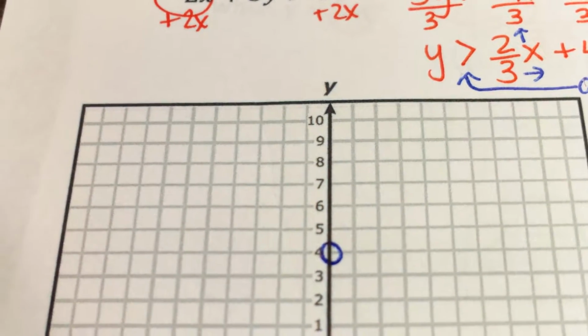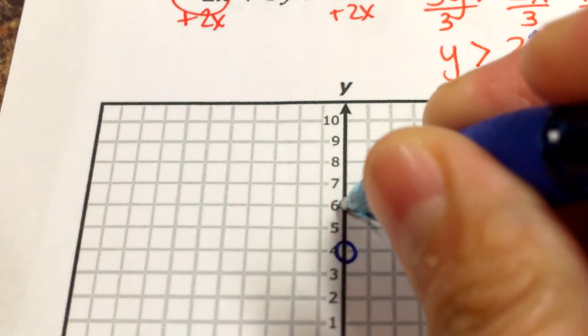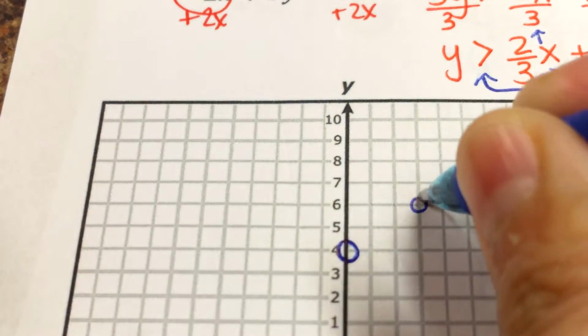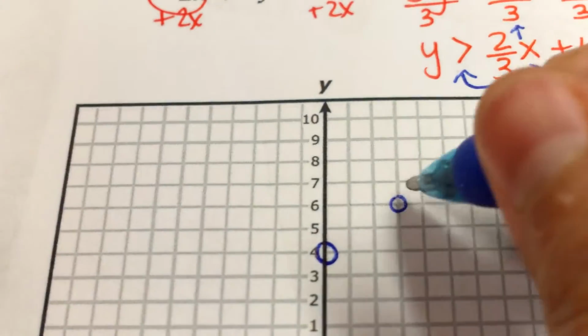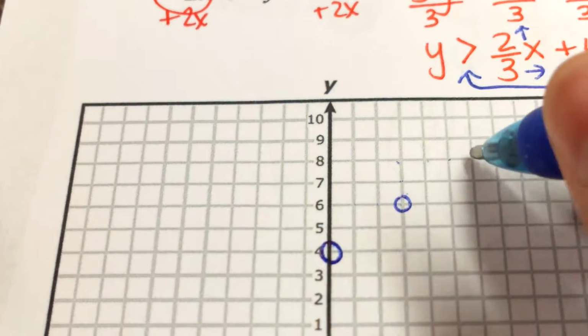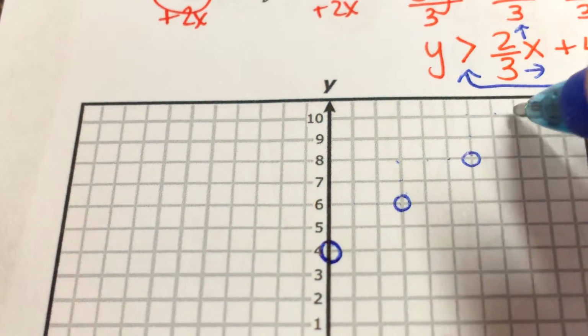Positive 4, slope 2/3, rise over run, up 2, run 3. It's positive, so it's going to go up 2. 1, 2, over 1, 2, 3. Another open circle. And you continue the pattern.